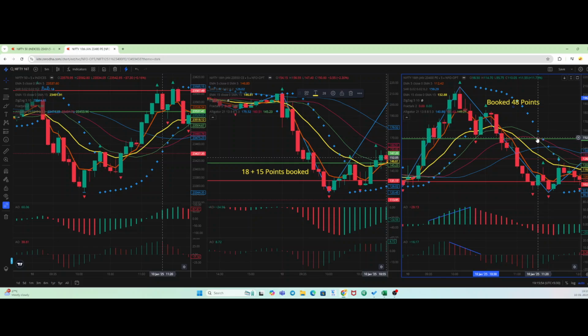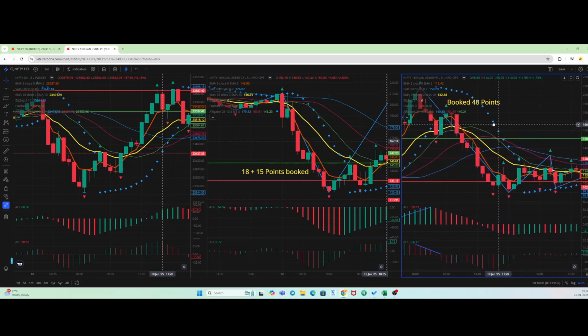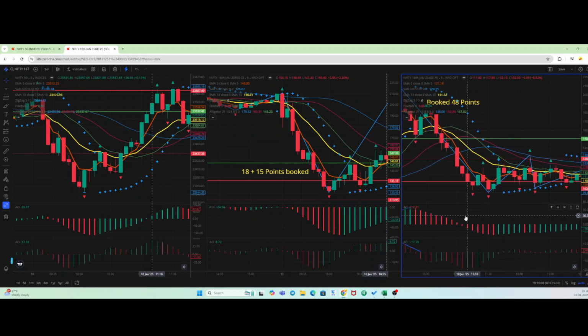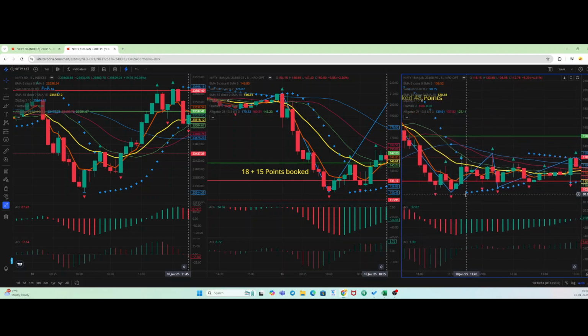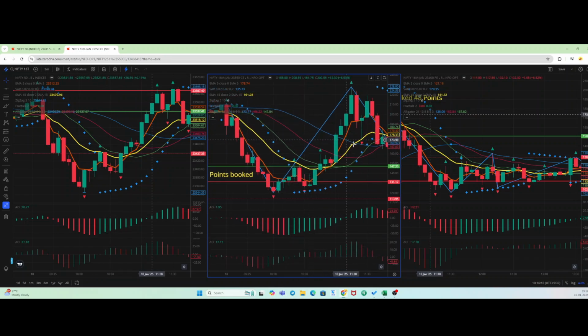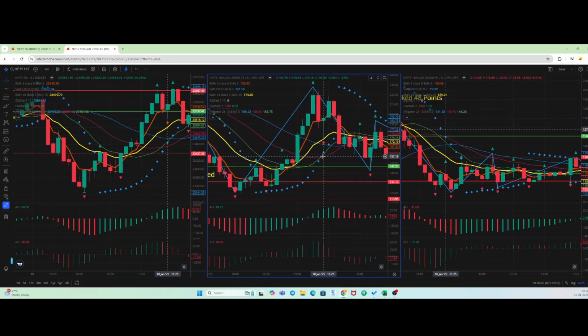But here the magic is, those who are ready to keep the patience and trail candle by candle, definitely they will be in profit only. So that is a 48 point we booked here. Again, if you see, this accelerator indicator has already got a reversal. So here there is no further trade up to this area. Then again here also, if you see, there is no further trade.